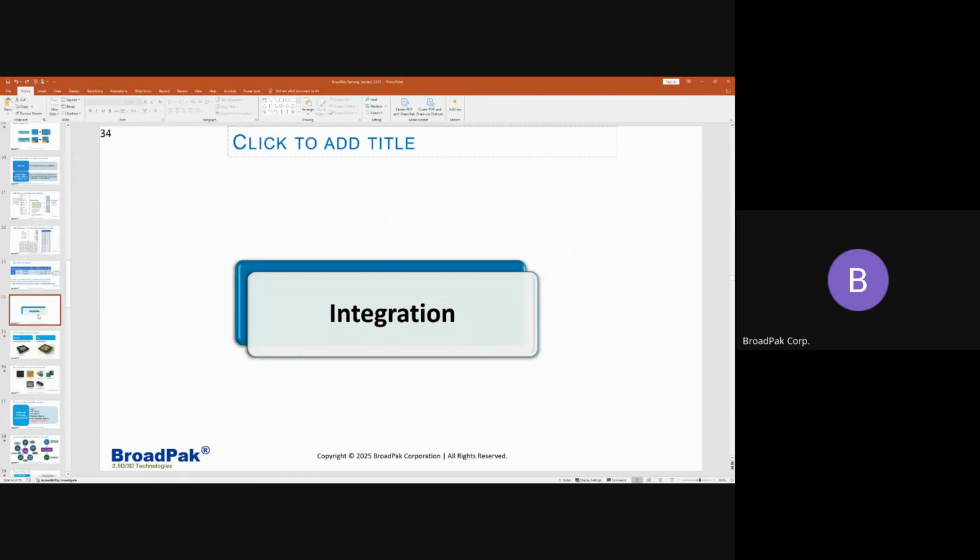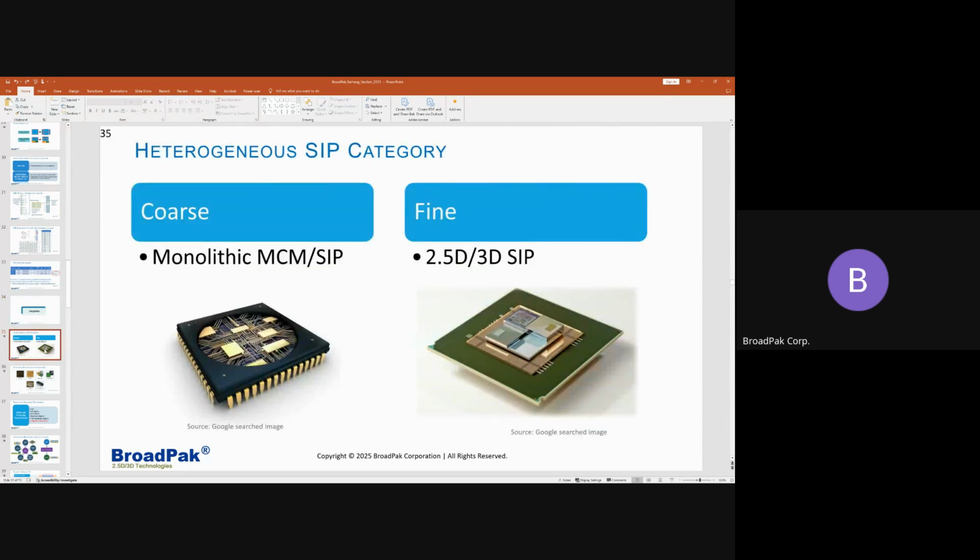So now you have all of these dies with the interconnects, interface and everything on it, and now how are you going to integrate it? If it's a standard die with a coarse pitch, we tend to use the monolithic or the so-called multi-chip module or the system in a package. If it's a fine pitch, we call it the 2.5D, 3D or the system in a package. It would look something like this.